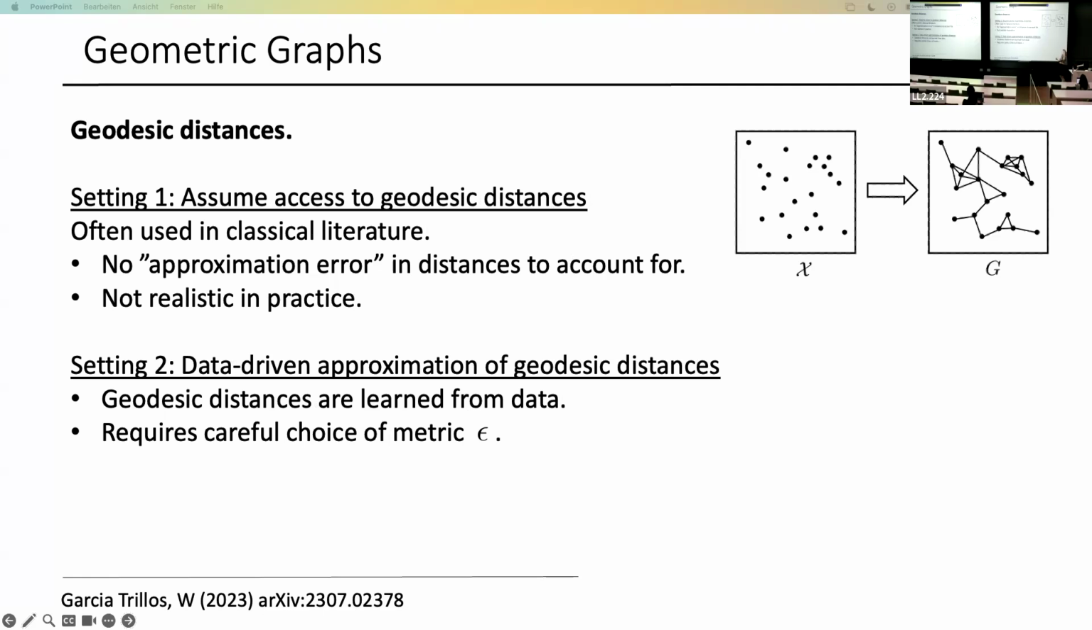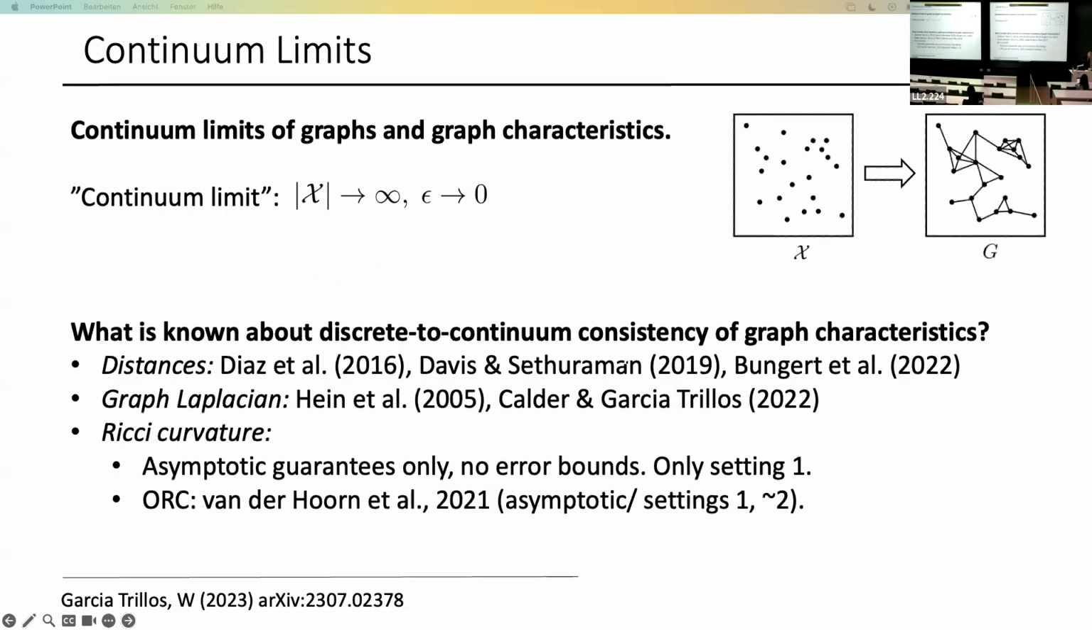So in this context, we consider 2 settings. So the first one is what is usually done in the literature, is to just say, okay, we assume access to an oracle that gives us the geodesic distances. That, of course, is not realistic for geometric data analysis in practice. We will never have access to such an oracle. But let's say we had access to such an oracle, what can we say? And then the second setting is where we actually take into account this impossibility of knowing the true geodesic distances and construct a data-driven approximation. Okay? So those 2 settings we should keep in mind.